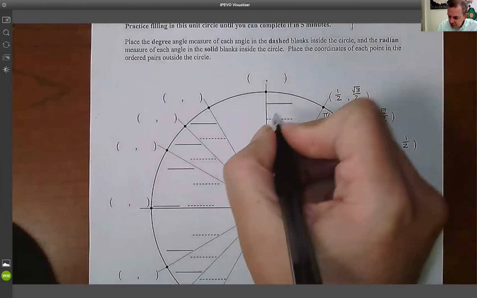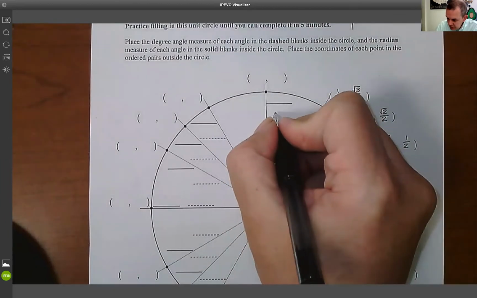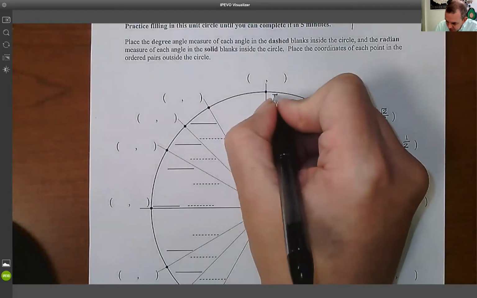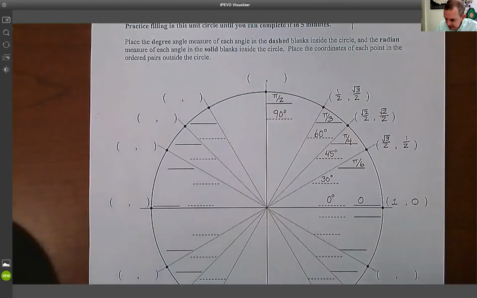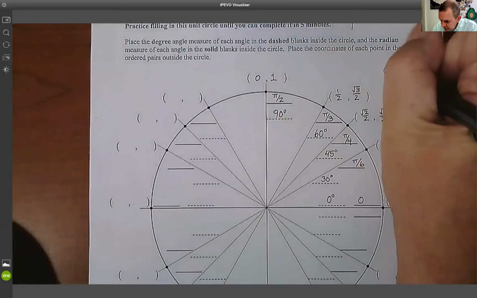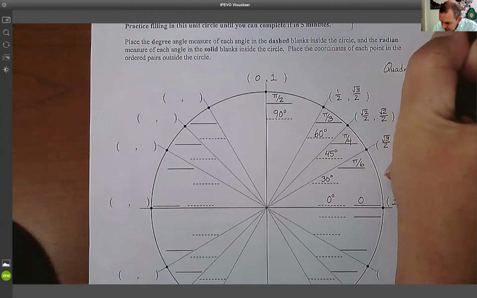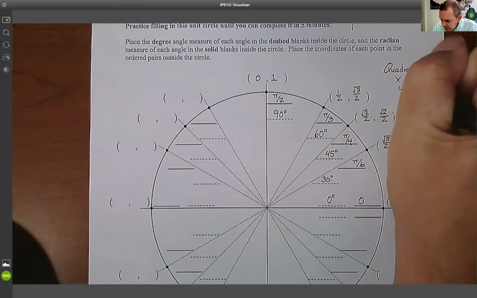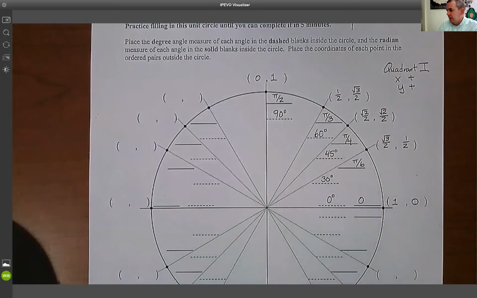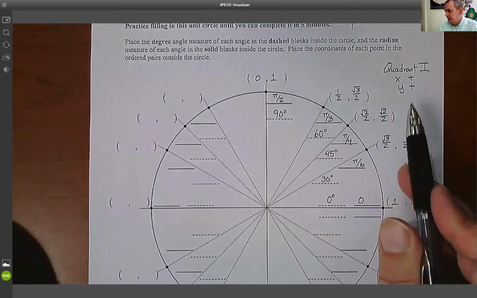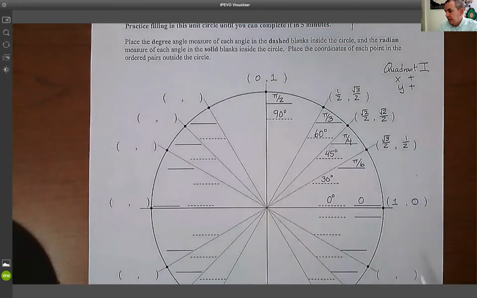And then the last one here is we finish off quadrant 1. We have a 90-degree angle. A 90-degree angle is going to be pi over 2. And that point there is going to be (0, 1). So if you remember, we're in quadrant 1. So what that tells me is my x's are positive and my y's are positive. So all the first numbers are positive, and all of the second numbers are positive.